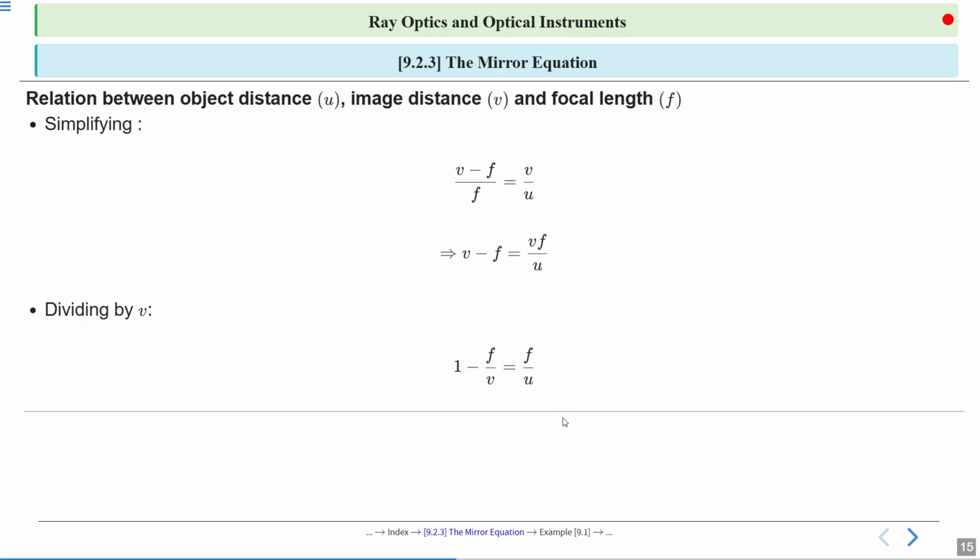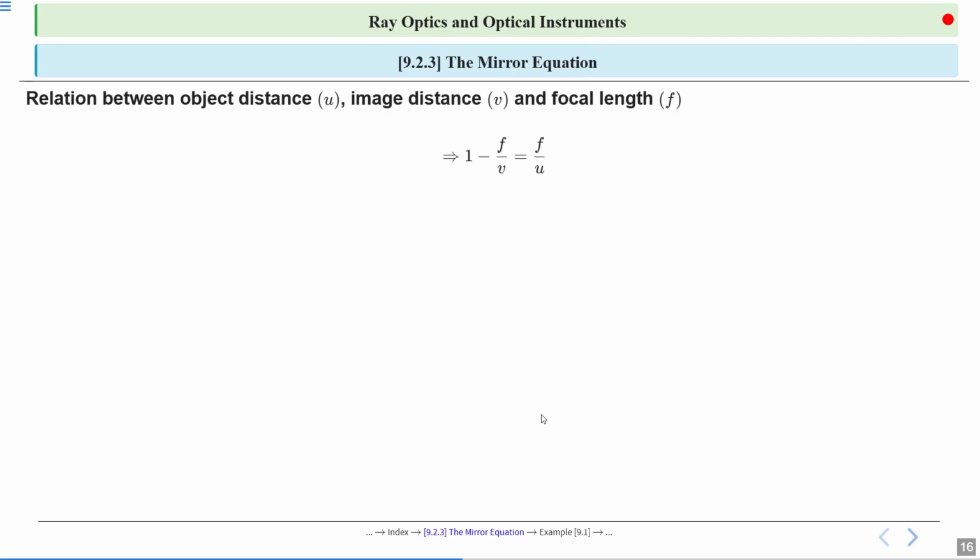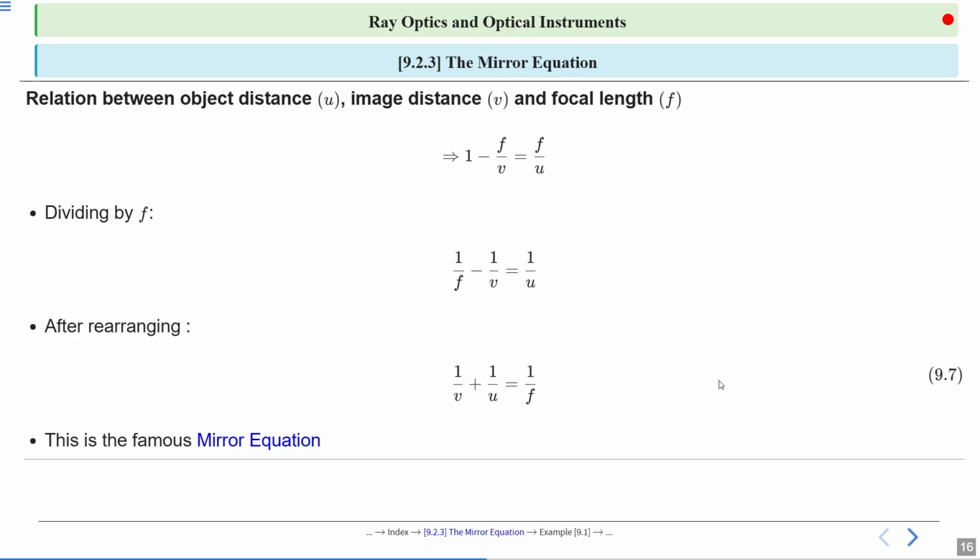Got it? So after arranging this equation, you will get the final equation. 1 minus f upon v equal to f upon u. So now finally dividing by f, it will become 1 upon f, and f upon vf will become 1 by v equal to f upon u, f will become 1 by u. So 1 by f minus 1 by v equal to 1 by u. Now rearranging it the last time, it will become 1 by v plus 1 by u equal to 1 by f. Mark it as 9.7 equation, and this is the famous mirror equation.